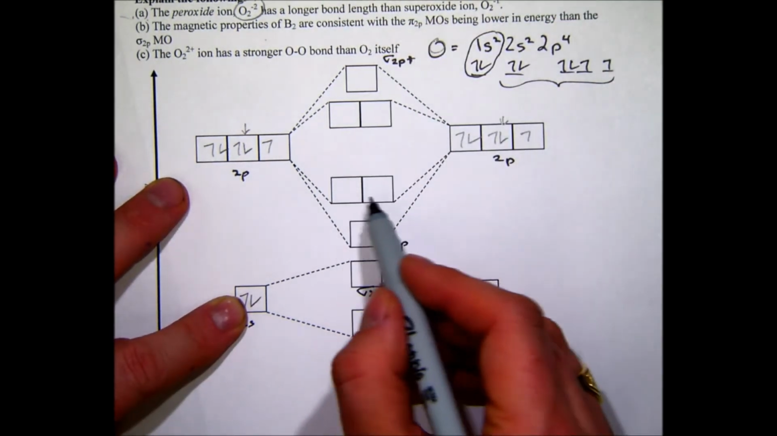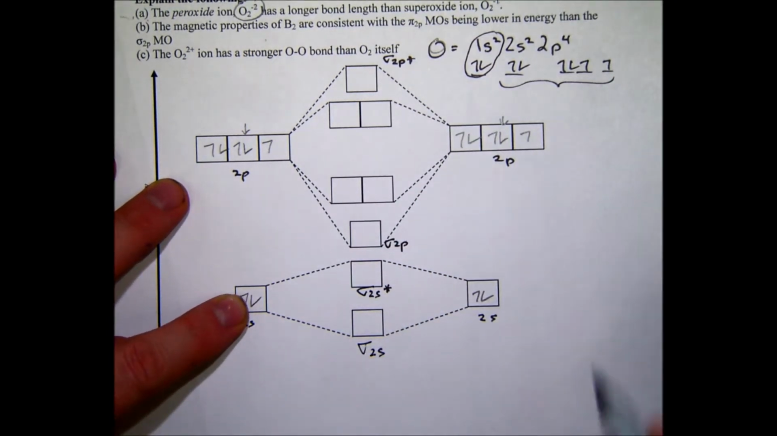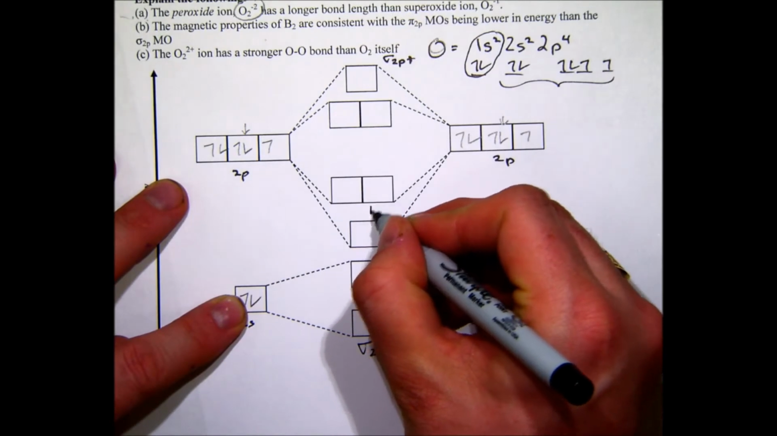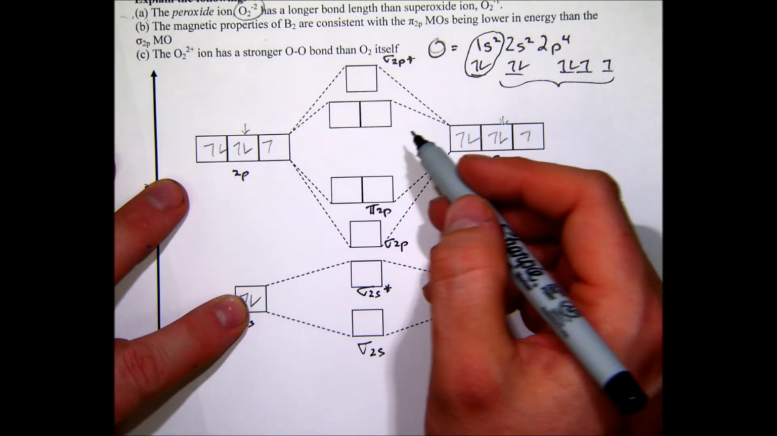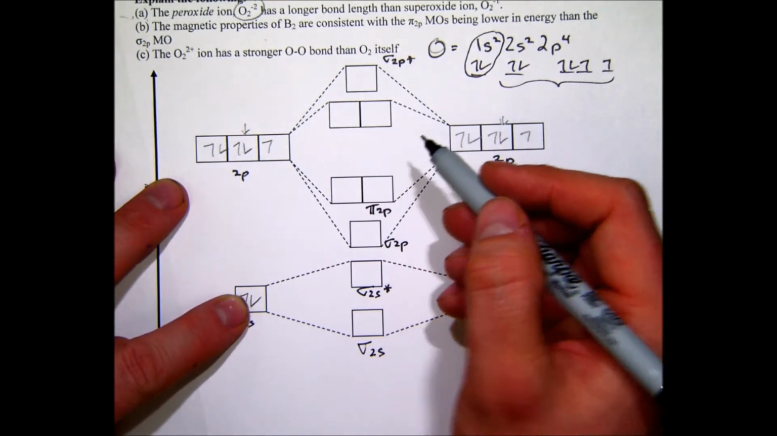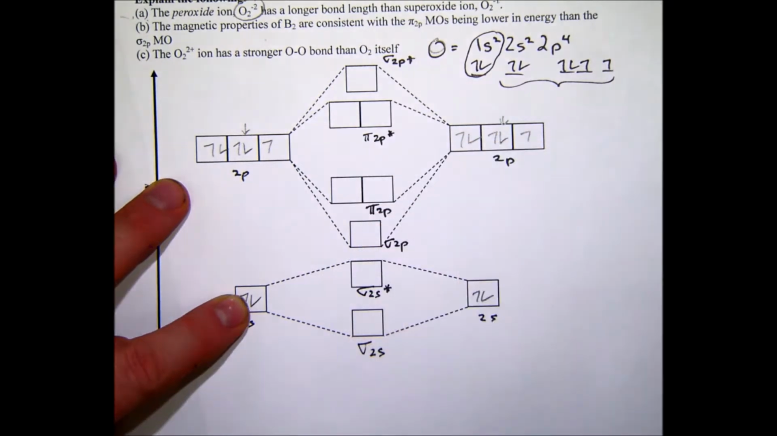Now where I have a double, that means that I'm involved now in side-by-side overlap, or basically kind of an indirect overlap. It's still constructive interference here, so we're going to write pi 2p, but then it's possible for that side-by-side overlap to also be destructive interference, so we write pi 2p star.